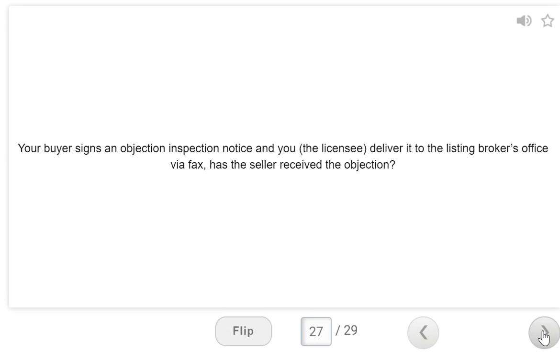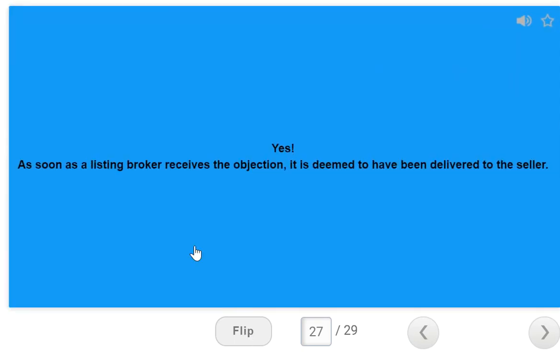So your buyer signs an objection inspection notice and you, the licensee, deliver it to the listing broker's office via fax. Has the seller received the objection? So is the seller considered to have received that objection if you fax it to their office? Yes. As soon as the listing broker receives the objection, it is deemed to have been delivered to the seller.